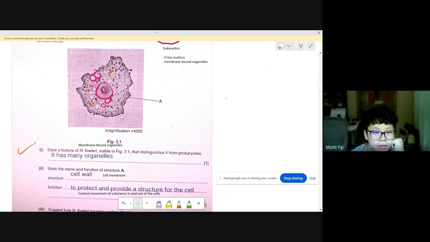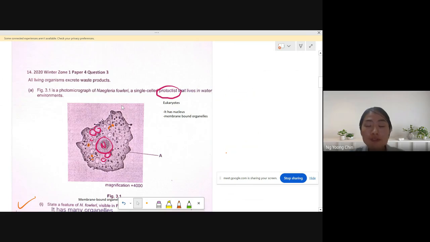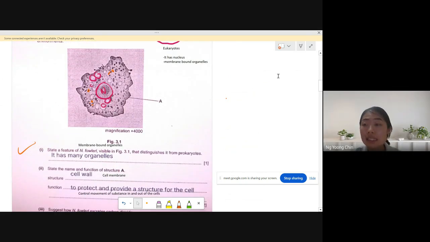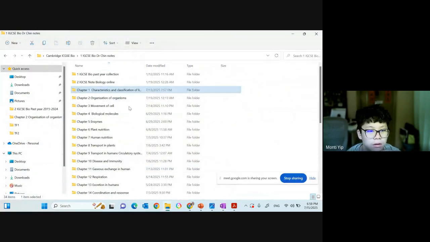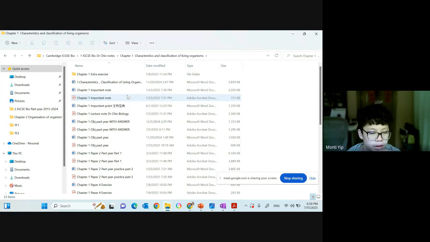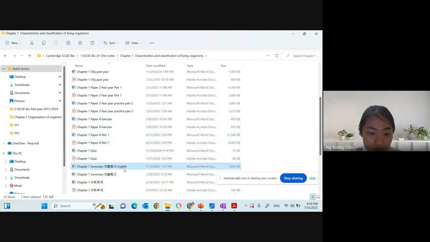But this structure A, you think it is the cell wall, right? For your information, protists don't have a cell wall. Where can you find a cell wall? For example, plant cells. Correct.